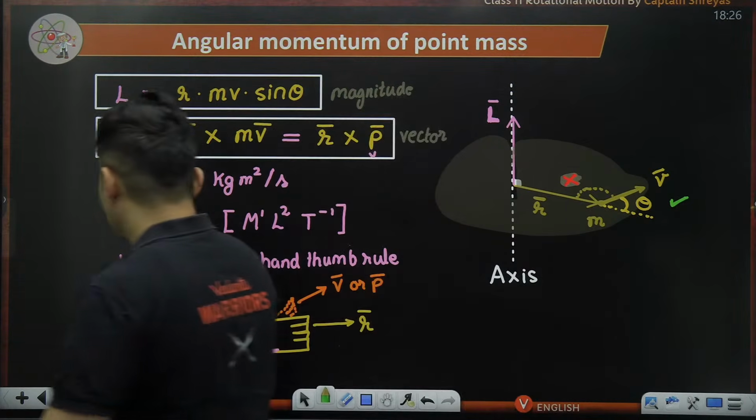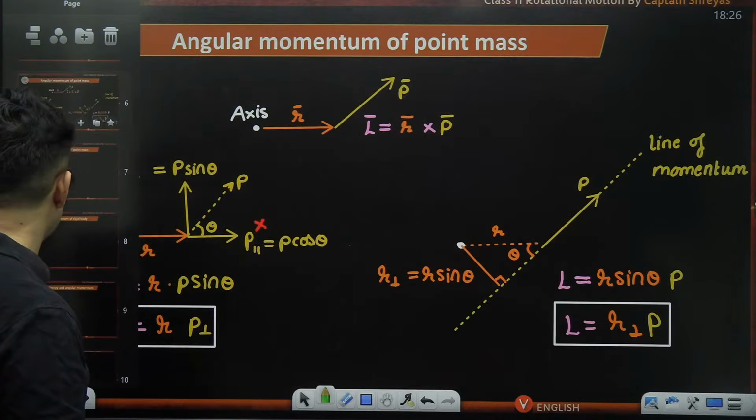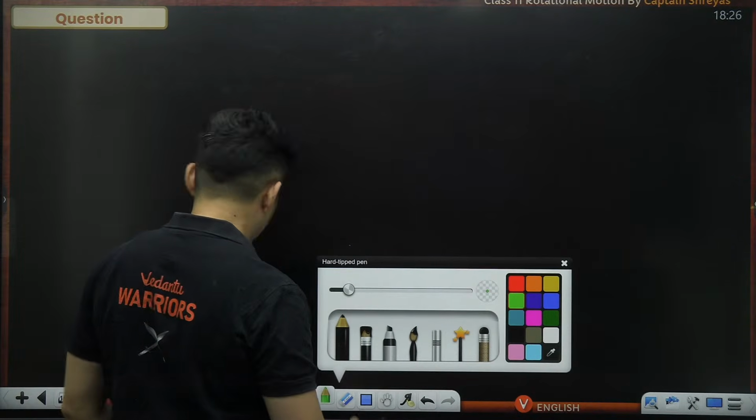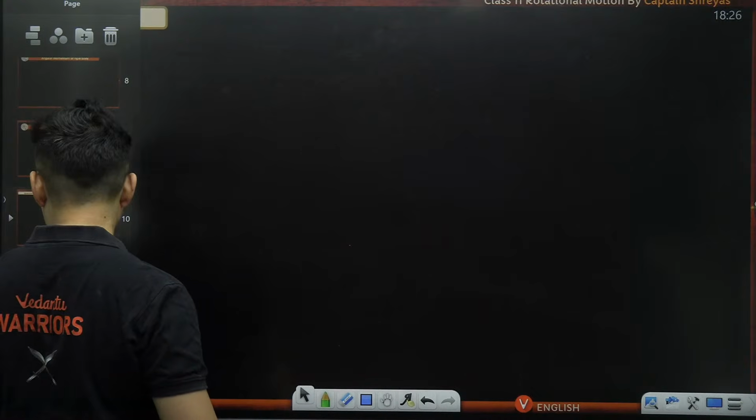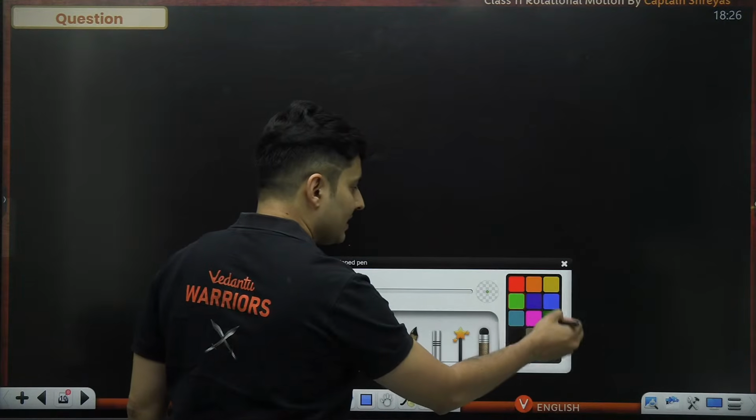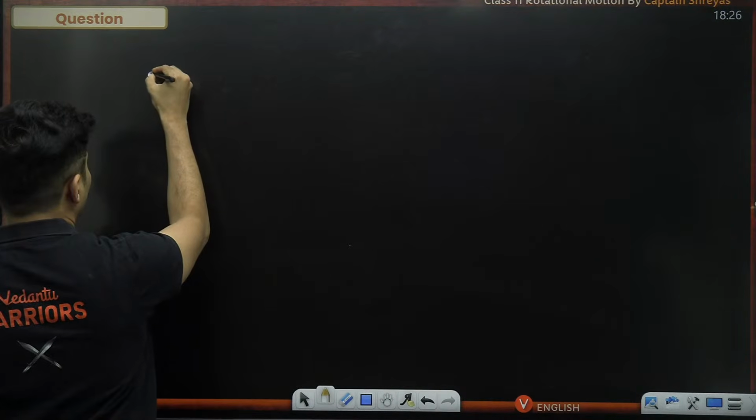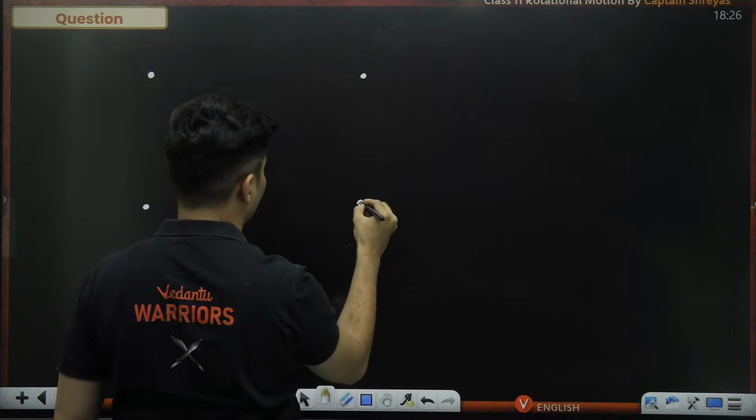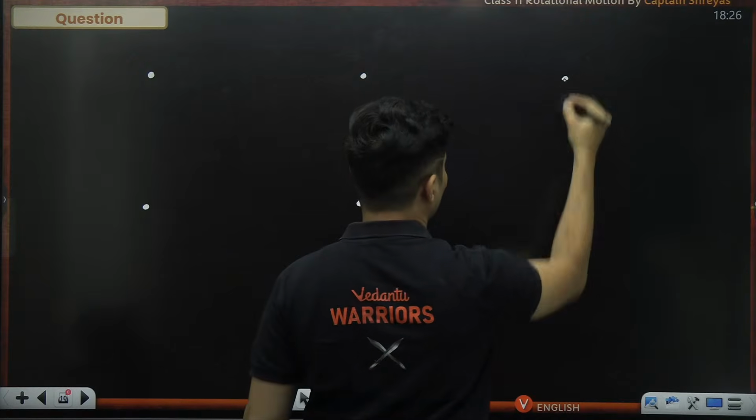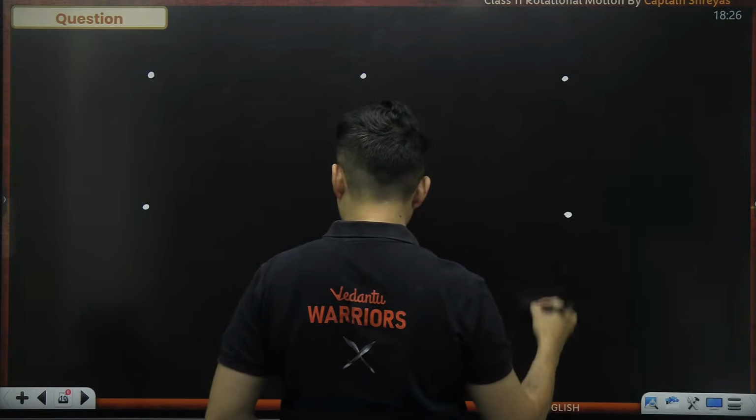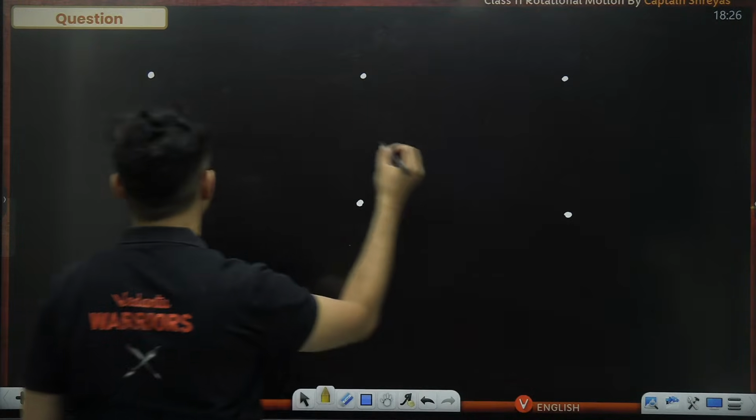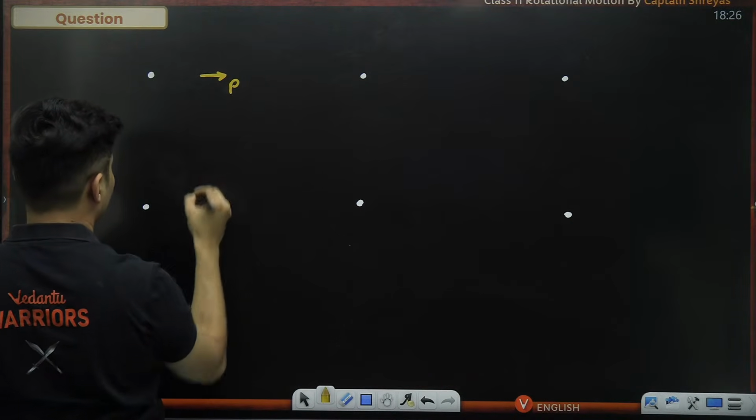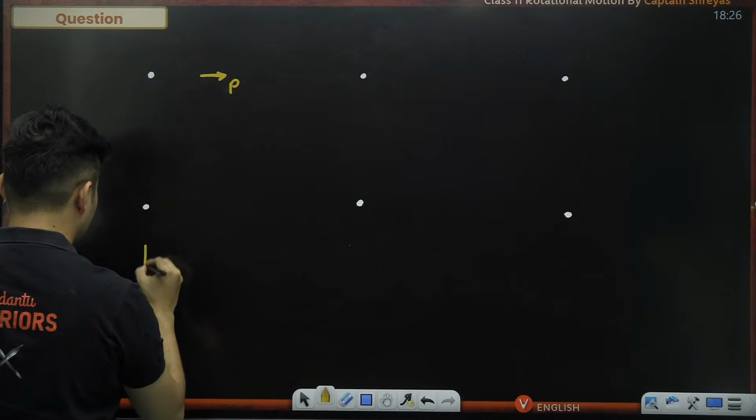Okay. Great. Moving ahead, let's do some questions based out of this. Now, see, imagine I will give you 3-4 scenarios and you have to tell me in which cases is there angular momentum and in which direction it is. And you have to also figure out if the angular momentum is zero in any of these particular cases. All the white dots are the axes. So first case, the momentum is like this. Next case, the momentum is like this.